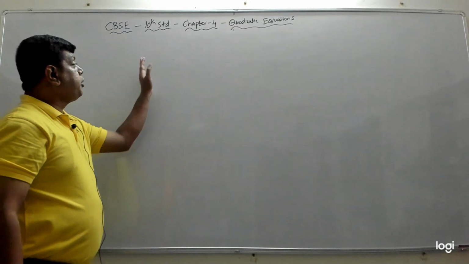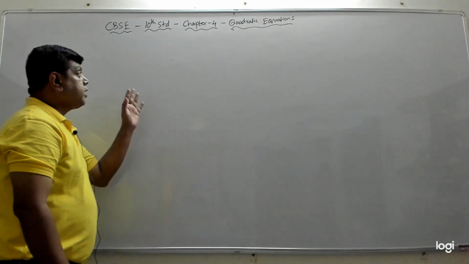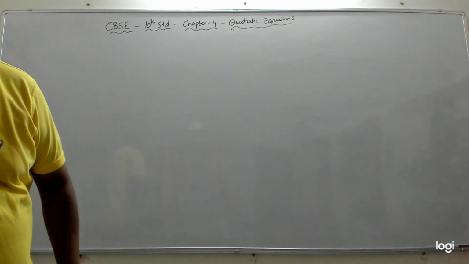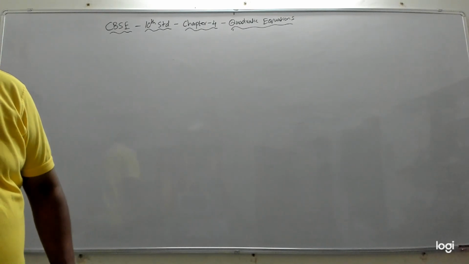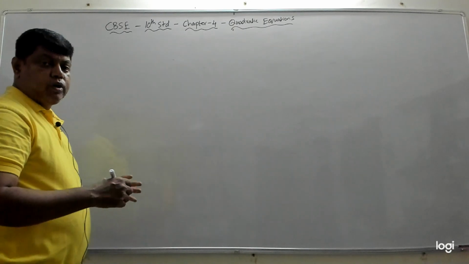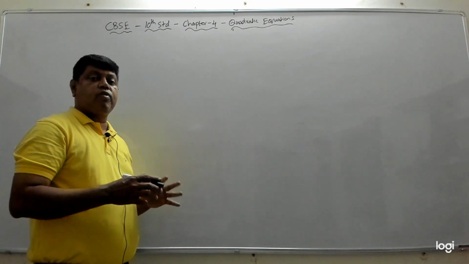In this video, we'll continue with Chapter 4, Quadratic Equations, from 10th Standard CBSE Maths. Now, we'll start with the next section, which is on page number 76, or page number 77. The method we are going to use is solving the quadratic equation by the method of completing the square.